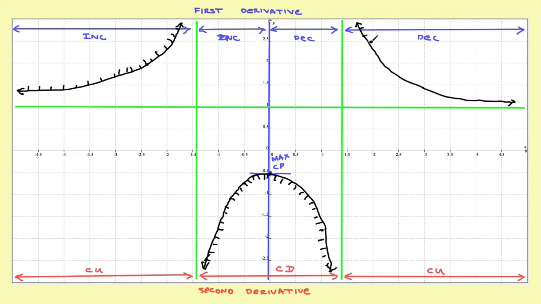Now I'm going to go ahead and put concave up. So this time I'll put the little hairs on the top of the graph. Above, it looks like that. So that should be a pretty good idea.